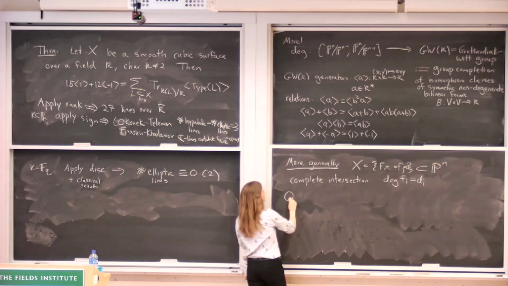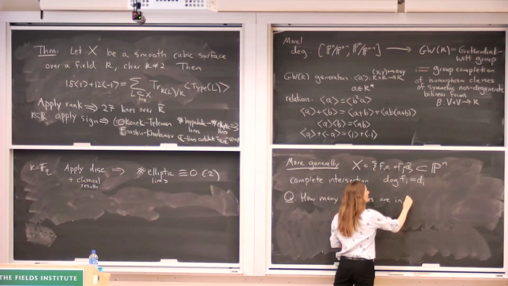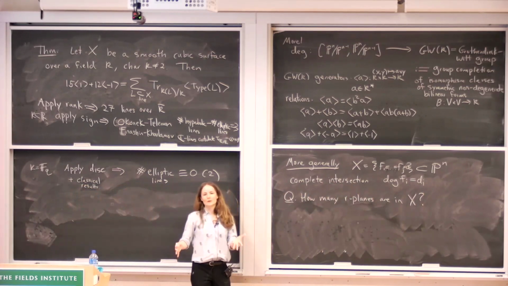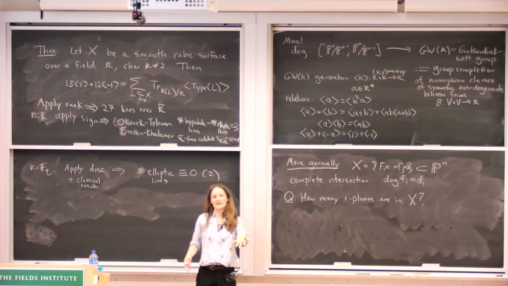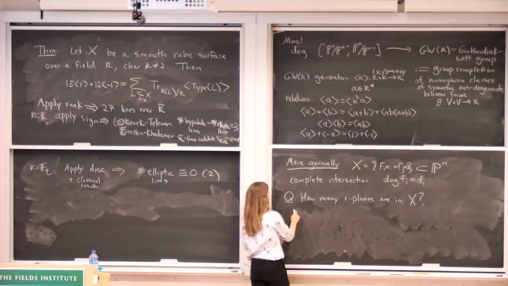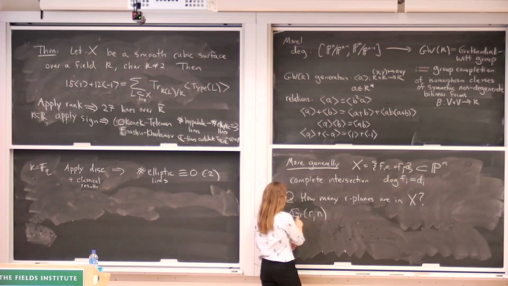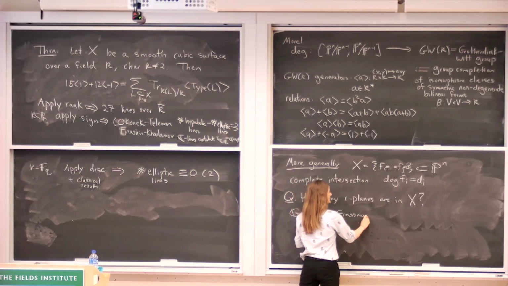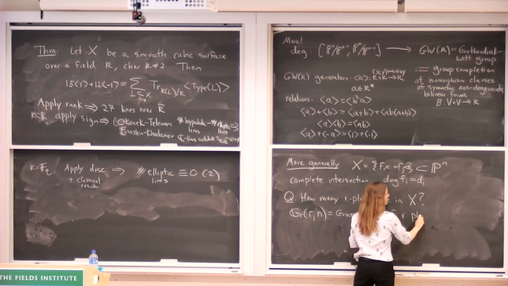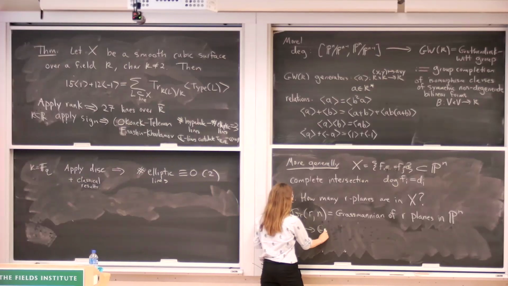Question: how many r planes are in X? I'm going to set up a little bit more notation, if you'll forgive me. There's an open problem and a connection with Jonathan's talk. Let me just set up the classical way to do this. So let's let this be the Grassmannian of r planes in P^n, and let's let S denote the tautological bundle.